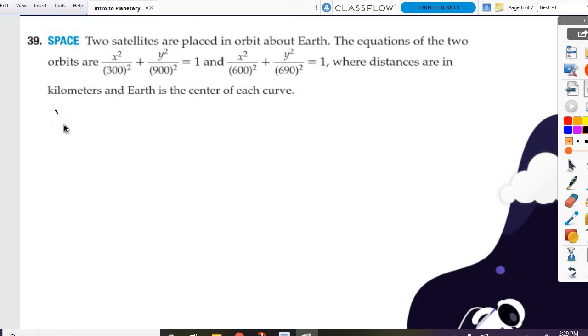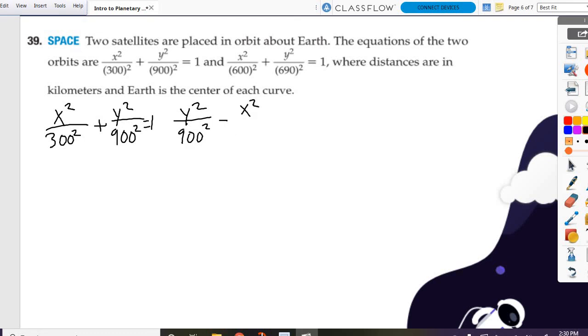So, I'm going to keep my first equation the same. So, x squared divided by 300 squared plus y squared divided by 900 squared. But I'm going to change my second equation to be y squared divided by 900 squared minus x squared divided by 600 squared. So I changed this second equation to a hyperbola instead. And I'm still trying to find where these two equations meet.